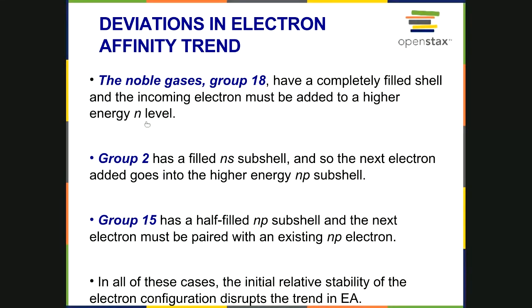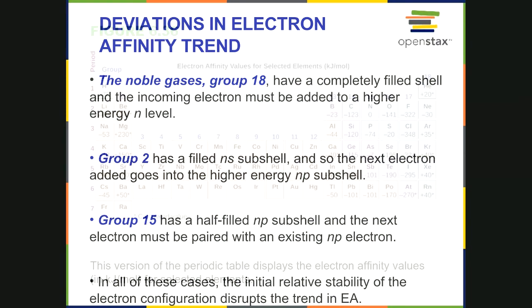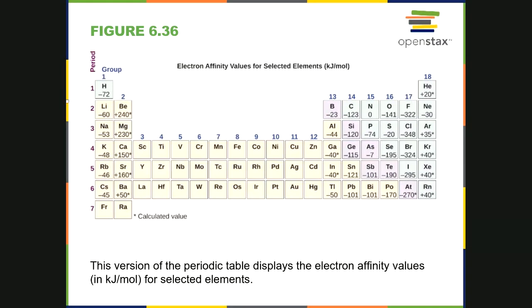If they were to add another electron, it would have to be added to the next higher principal energy level. So with noble gases, you're going to find that they tend to have very small, low attractions for electrons. So here's just showing the electron affinity. We see this trend as we go across, we tend to get more negative, meaning they're more likely to attract electrons, until we get to the noble gas, and then it has that exception to the rule.